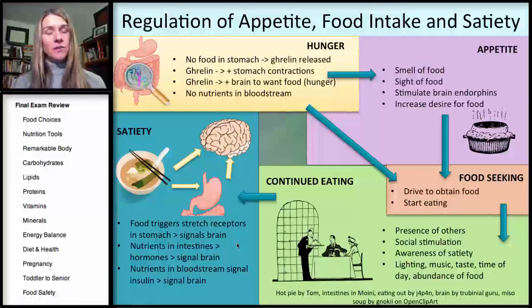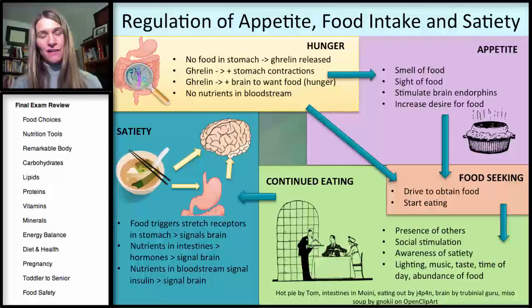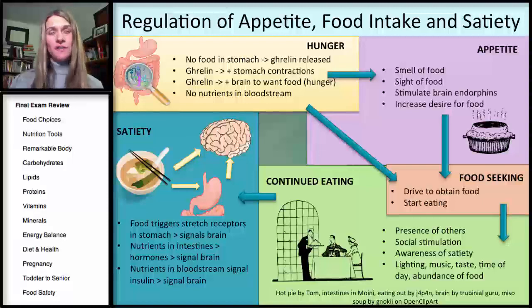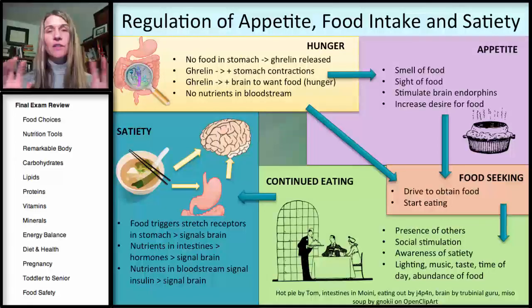When nutrients actually enter the intestines, so they go down the esophagus, into the stomach, down to the intestines, and then they're released, that also signals hormones that go to the brain and say, hey, we're full. We actually do have food in the intestines. We're good. And then lastly, before we started with no nutrients in the bloodstream, now there are nutrients in the bloodstream, and that will signal insulin. And remember, insulin is basically our storage hormone. Insulin takes those nutrients and stores them. It also signals the brain that there are nutrients in the blood.